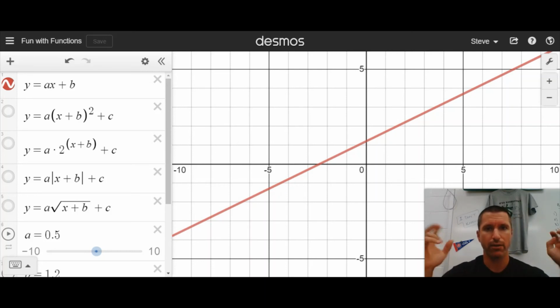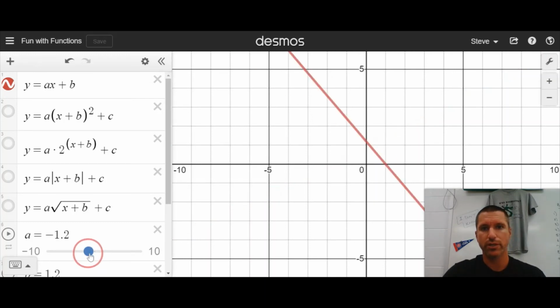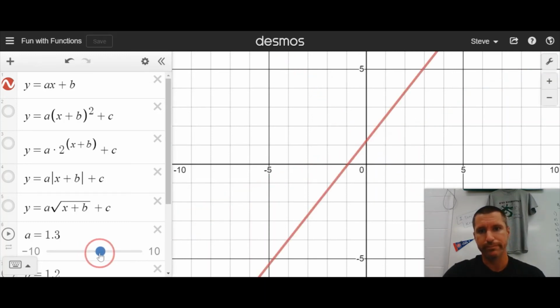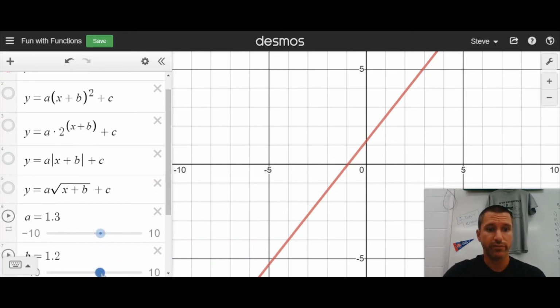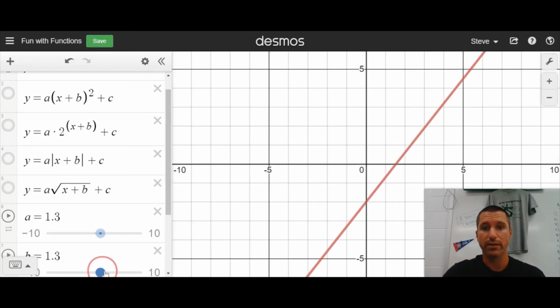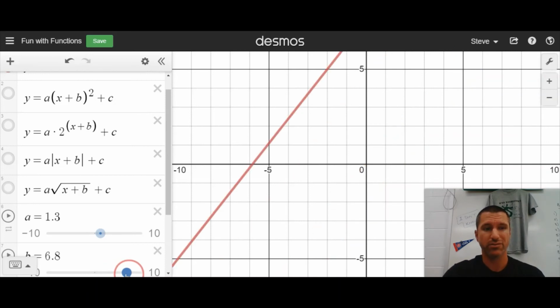Let's say we move the a or the m, which is the slope, around. You should know that it's going to change the slope. And then the b, well, of course, if you change the b value, it's going to raise or lower that line on the y-axis. Okay, so this is stuff that we know.